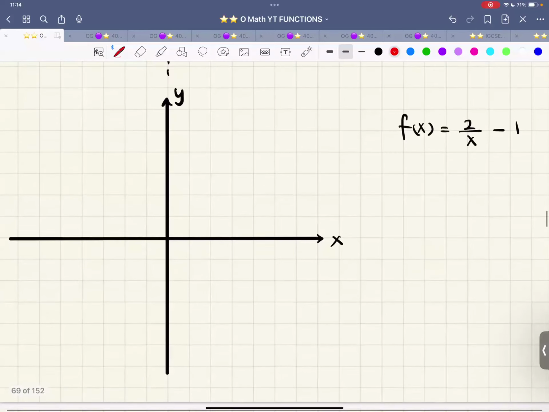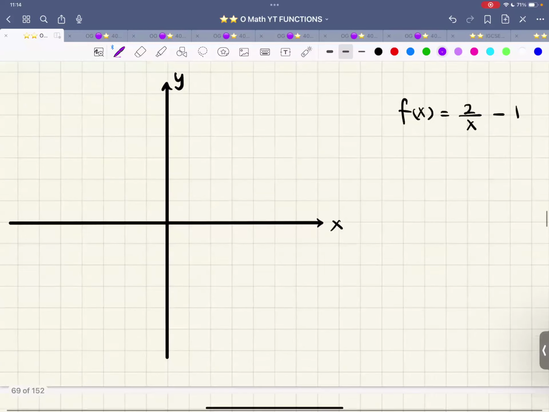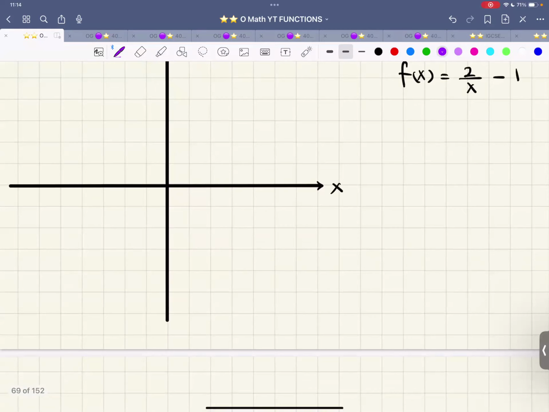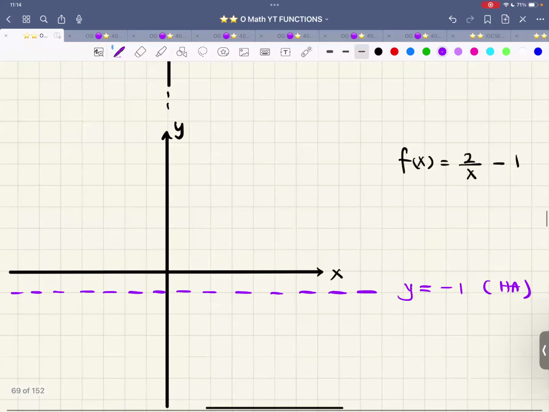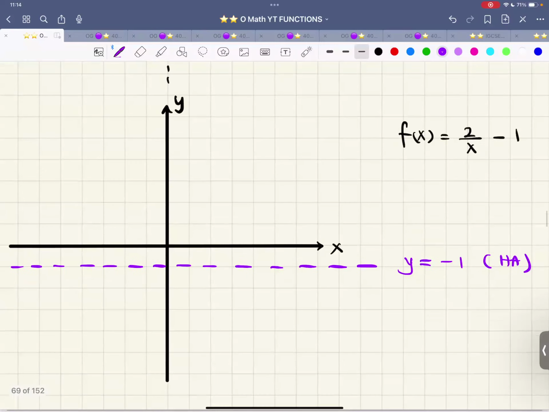2 over x minus 1. What happens now? Now the asymptote is shifted 1 unit down. So that goes like this. So first draw the asymptote. And this is y equals -1. That is the horizontal asymptote. From the perspective of this, draw 2 over x. So again, over here, from the perspective of the asymptote, draw 2 over x.